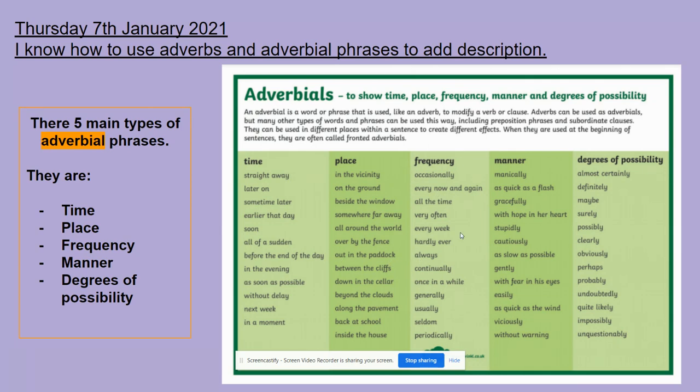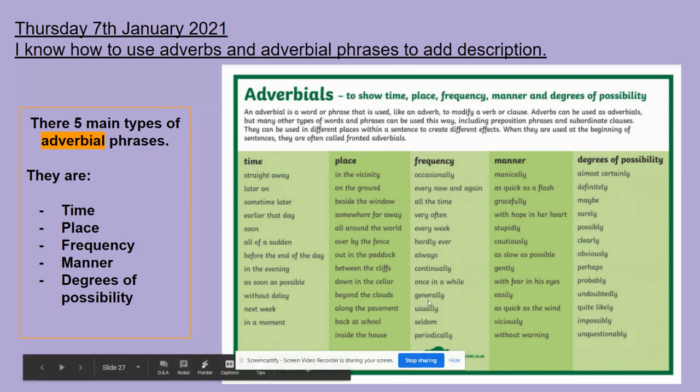Frequency, that's how often something happens. Generally, Mrs. Fletcher-Brown enjoys chocolate. So that tells you how frequently I enjoy chocolate.